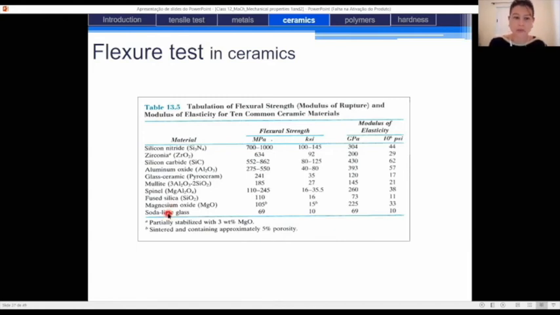So for example, for magnesium oxide, here it is given that it has been sintered and the porosity is about 5%. So you can see that we have a wide range of flexural strengths, and the range of modulus of elasticity, as we presented, ranges between 70 to 500 gigapascal.